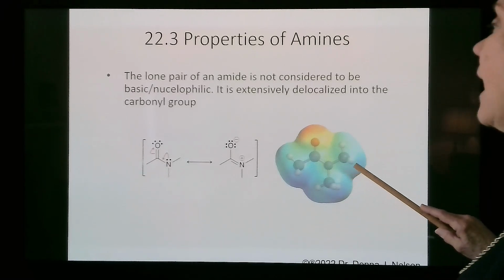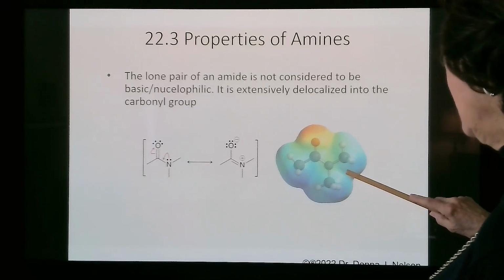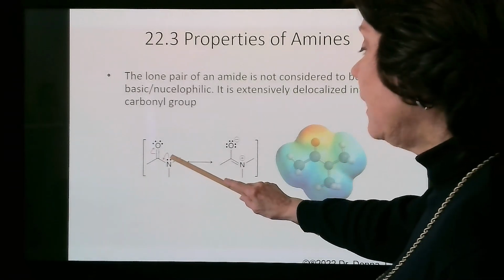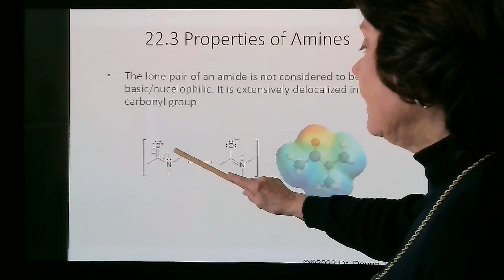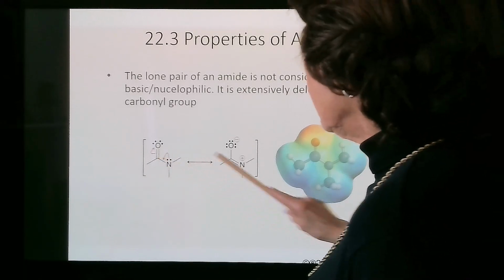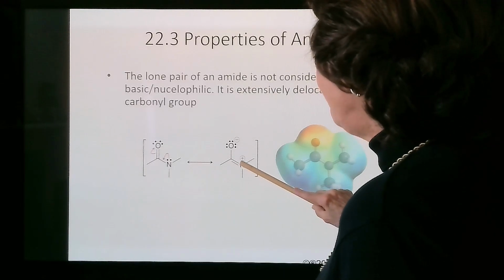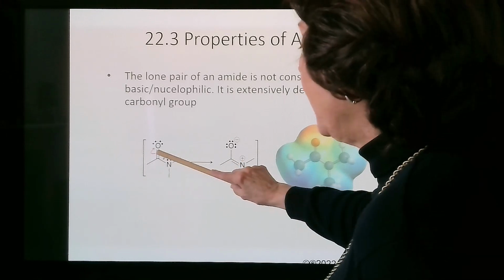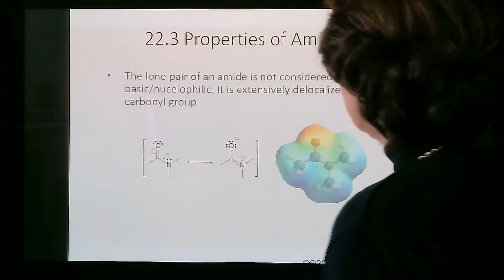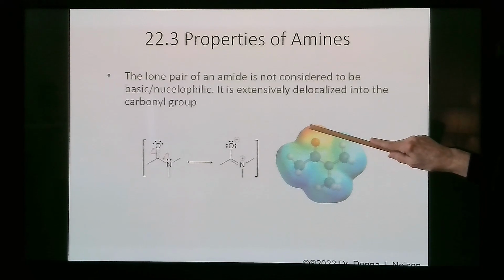So here we have the amide. You can see the pair of electrons on nitrogen is available to form a carbon-nitrogen bond. The pair of electrons moves up onto oxygen, so you have two resonance structures for this amide, and you can see the higher electron density on oxygen.